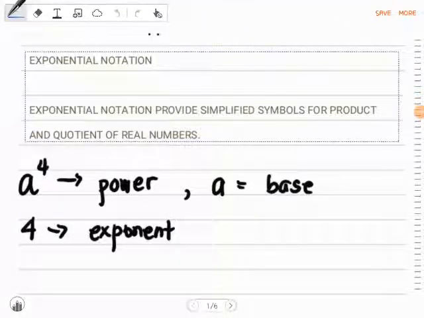Good day, everyone. Our topic for today is all about exponential notation.